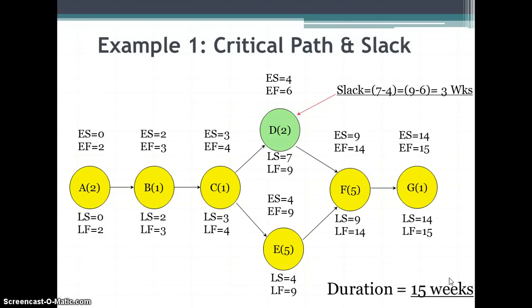So now what do we have? We have to figure out our slack. You can eyeball this and see that all of these are 0. Okay, so all of these are on the critical path. The only one that has slack is D, and that is because the late start minus the early start and the late finish minus the early finish is 3 weeks. It's not 0. And so our critical path is A, B, C, E, F, and G, and the duration of this is 15 weeks.